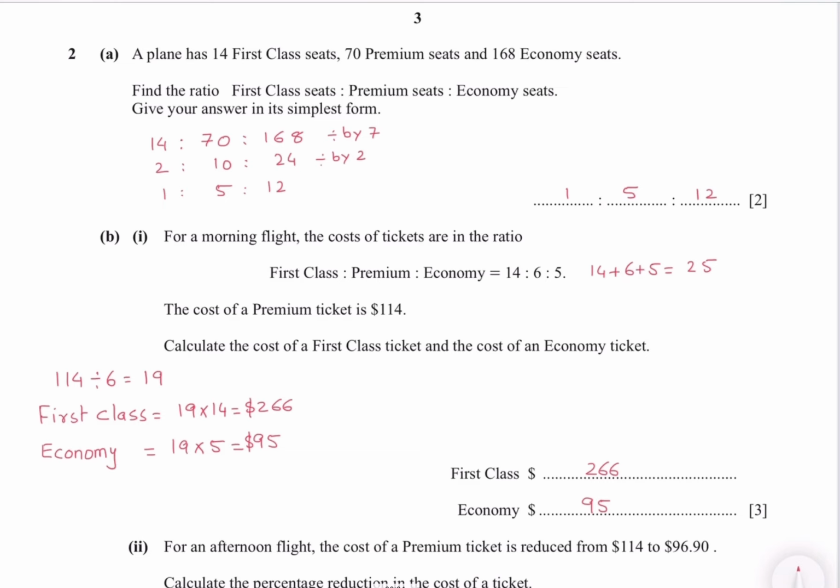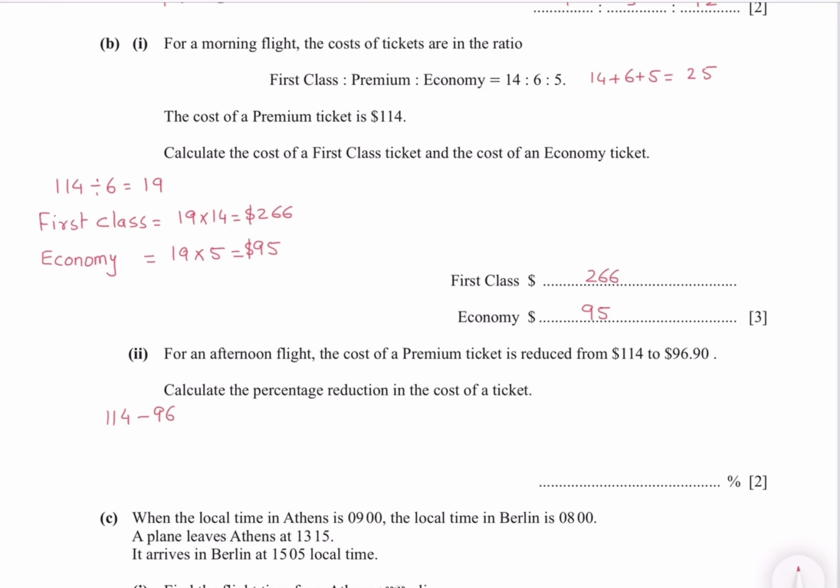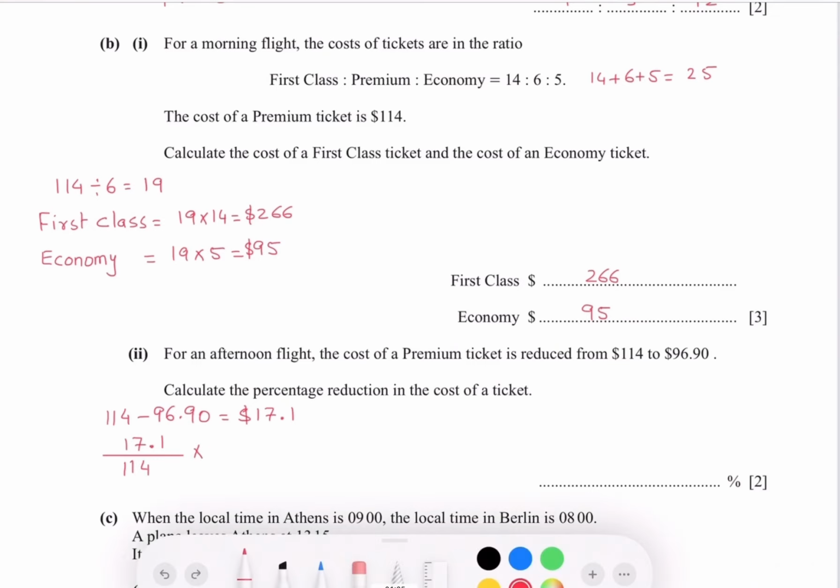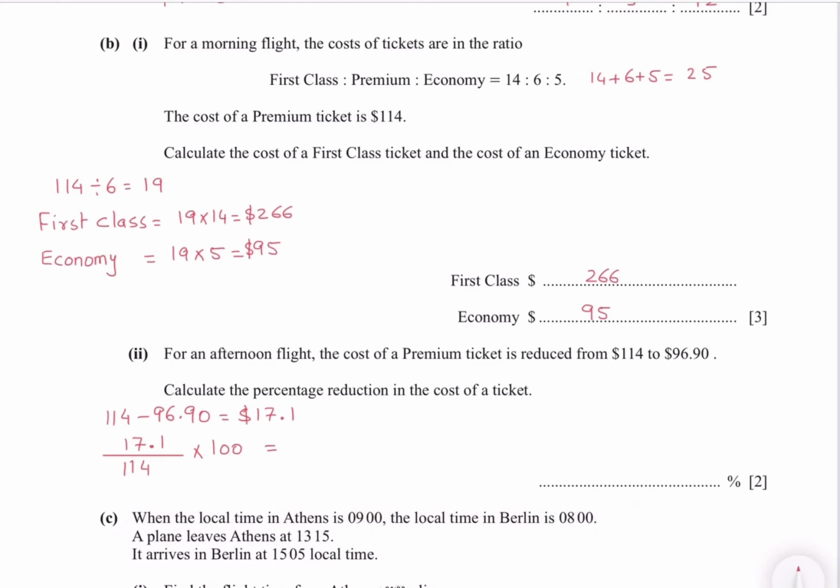For an afternoon flight, the cost of premium ticket is reduced from $114 to $96.90. Calculate the percentage reduction in the cost of the ticket. So find the difference. First, 114 minus 96.90 is the difference. Now 17.1 divided by the original value, which is 114, and multiply it by 100. So we can get the percentage reduction, which is 15%.